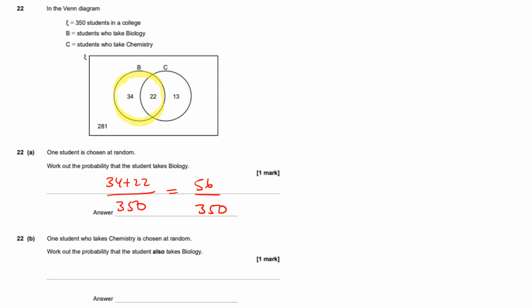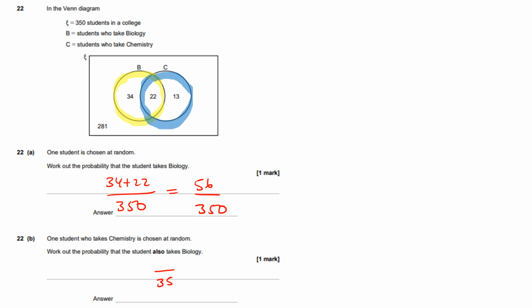For the second question, one student who takes chemistry is chosen at random. So we are talking about the probability being taken from this circle here. One student is going to be taken from there, so that means your probability is going to be out of 22 plus 13, so that's 35.